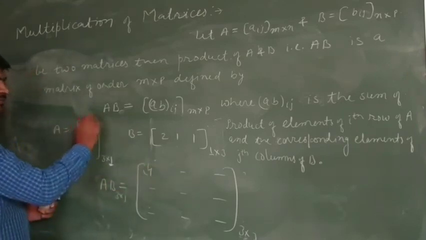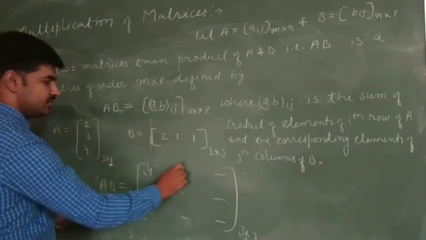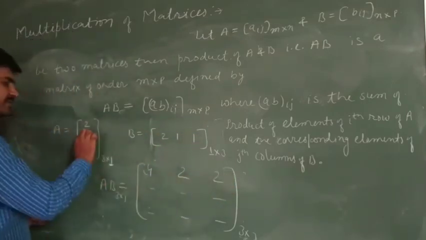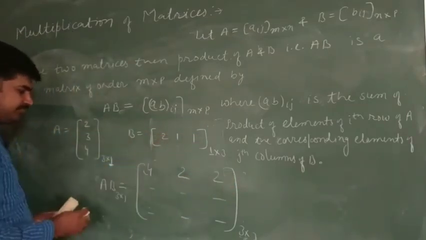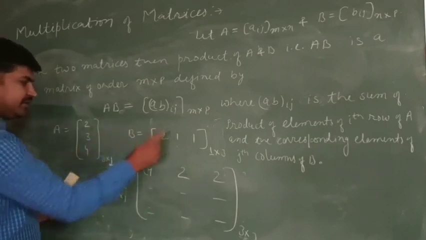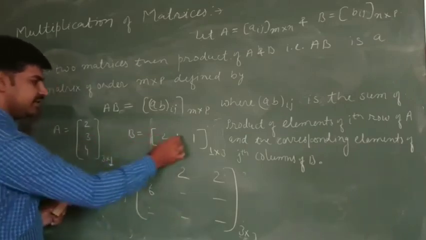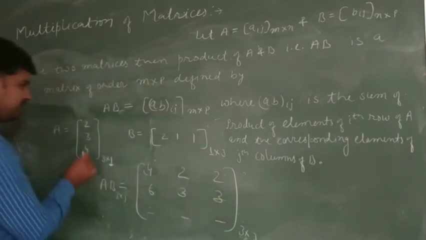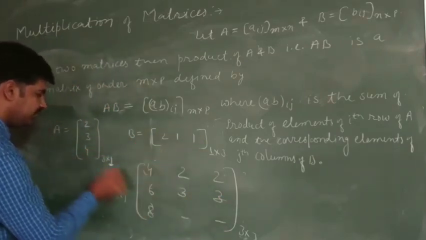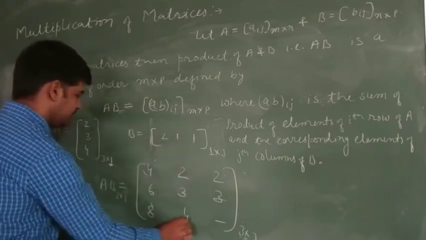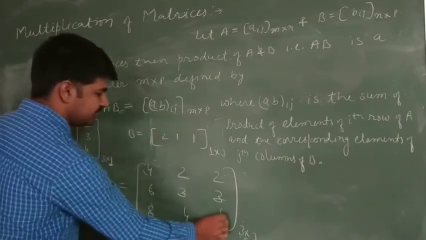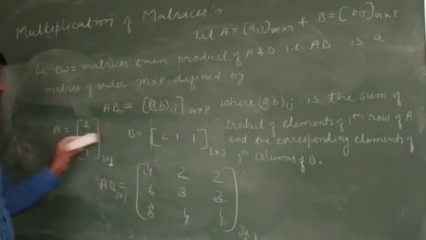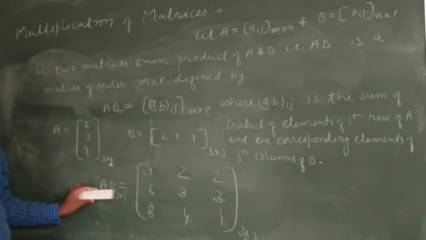And then the first row multiplied by this 2, then the first row multiplied by this one, 2, and then the second row with the first column, so 3 times 2 is equal to 6, 3 times 1 is equal to 3, 3 times 1 is equal to 3, and then 4 times 2 is equal to 8, 4 times 1 is equal to 4, and 4 times 1 is equal to 4. We have got a matrix of order 3 by 3, that is the product of these two matrices A and B, AB. Okay.